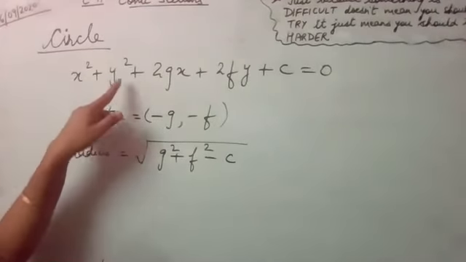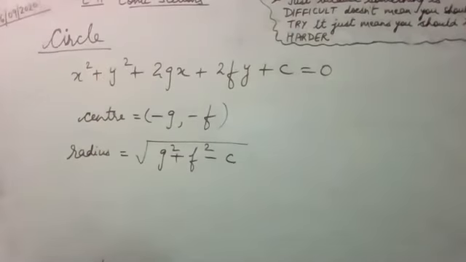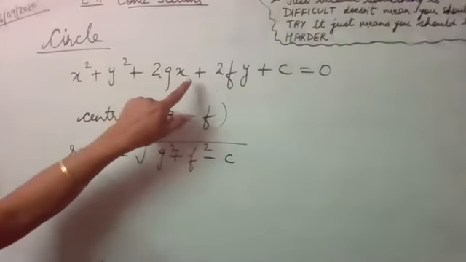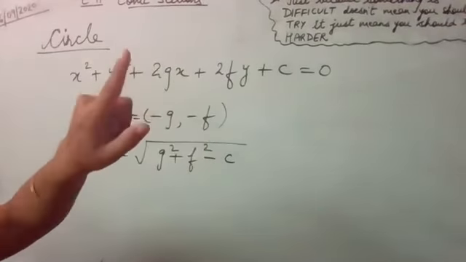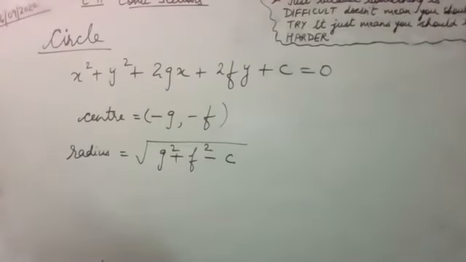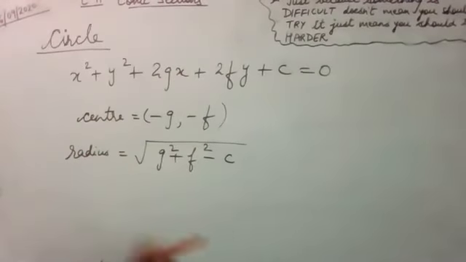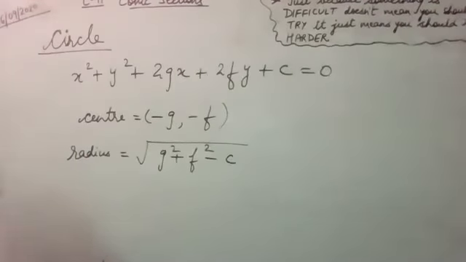So for the coordinates of the center, there is no need to convert it to a perfect square. You can just apply this directly. Or the other way is you can convert it to a perfect square and apply the general equation that we have just studied, x minus h whole square plus y minus k whole square equal to r square. When we do a question, I'll take one question and do it both ways so that you can understand it both ways.